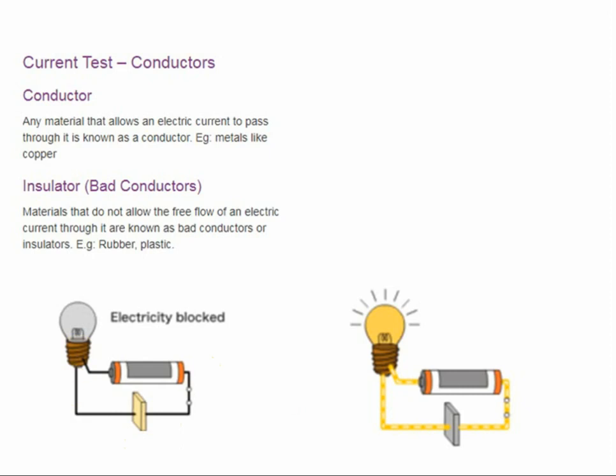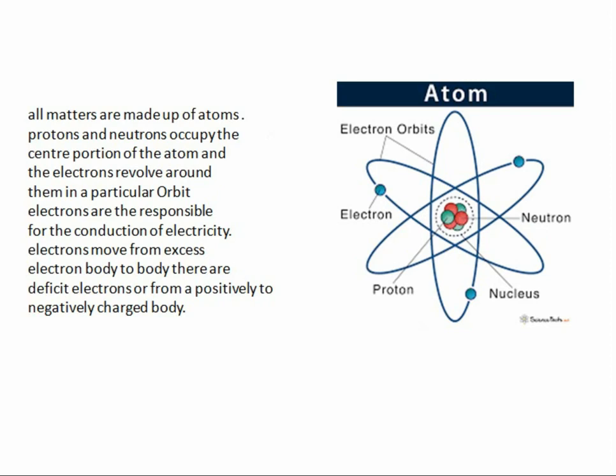Now what are the reasons for these conductors and insulators? First we are going to talk about what an atom is. All matter on the whole earth is made up of atoms. Protons and neutrons occupy the center portion of the atom, which is also known as the nucleus. You can see here the electrons revolve around it in circular orbits, which are known as electron orbits. The electron is responsible for the conduction of electricity.